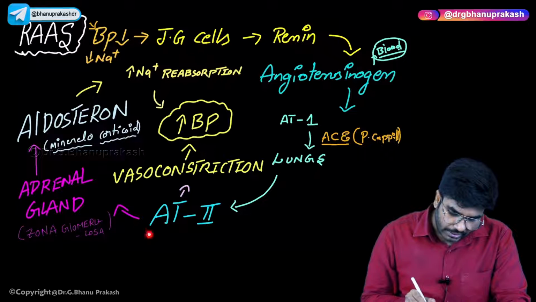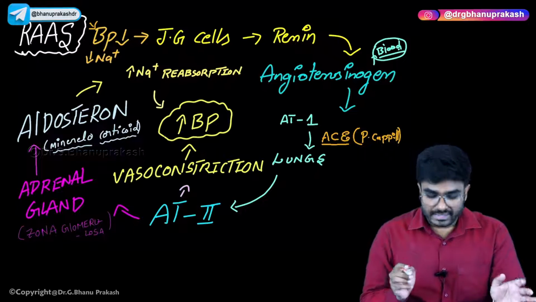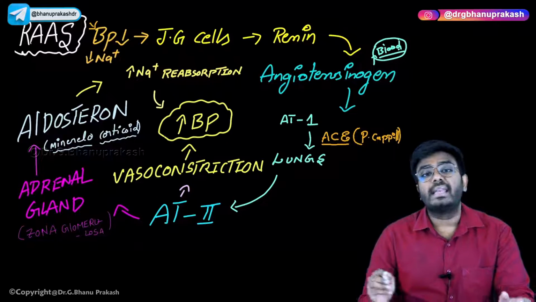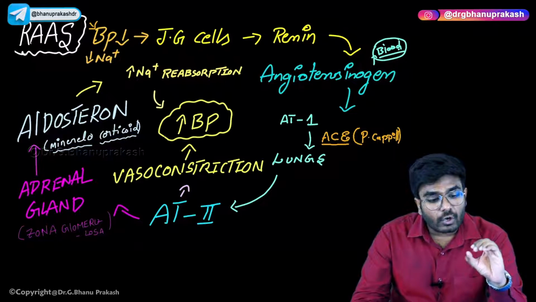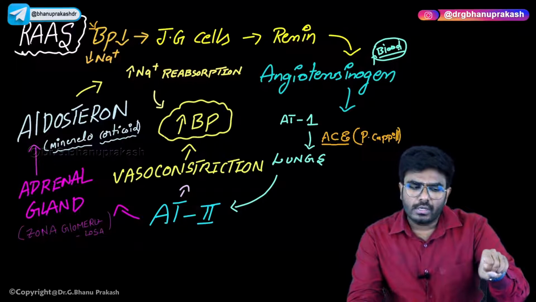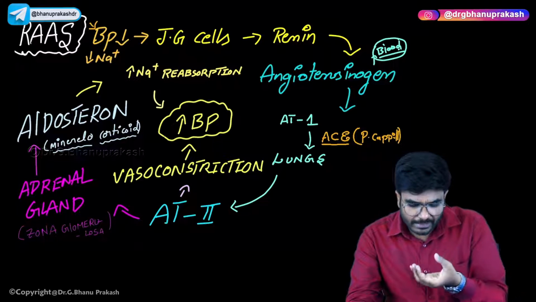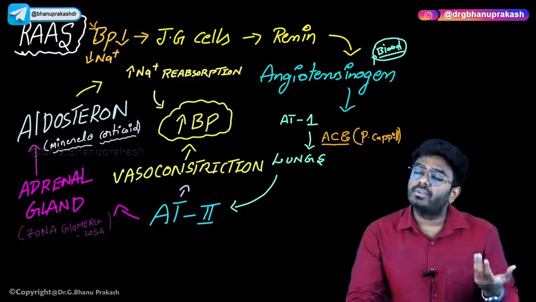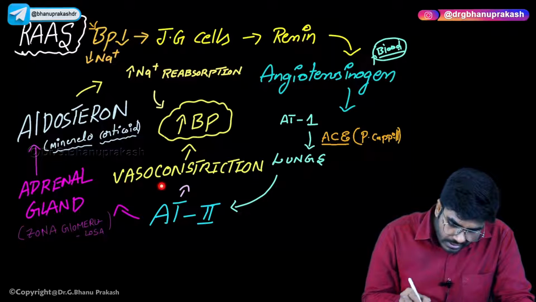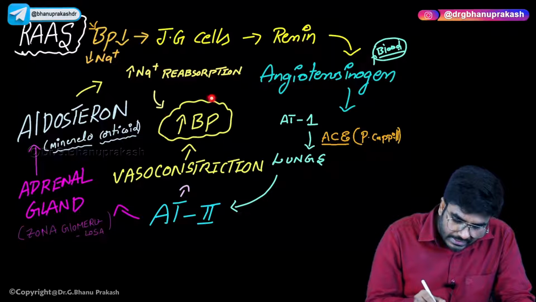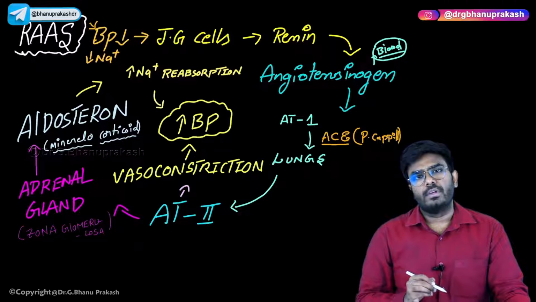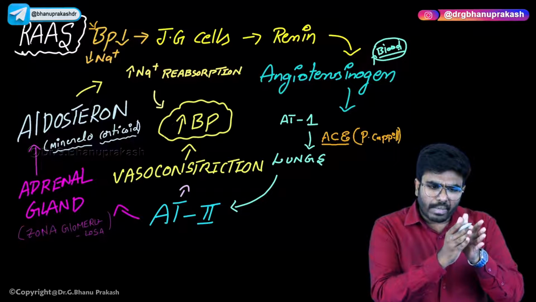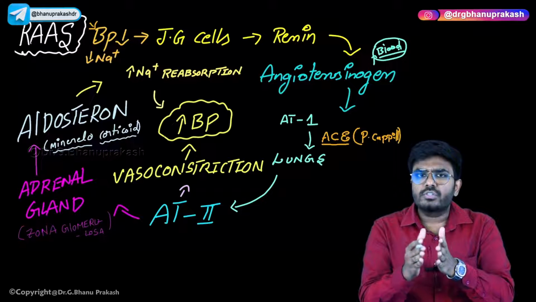See, this angiotensin 2 is a potent vasoconstrictor. Okay, it can act on the blood vessels and cause vasoconstriction. So when vessels are getting constricted, what happens? BP automatically increases. BP will definitely increase. So this vasoconstriction will cause an increase in the blood pressure. So is our target getting achieved or not? Yes. The purpose of the RAAS pathway is to increase the BP.